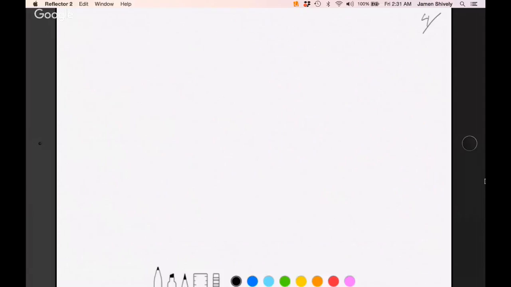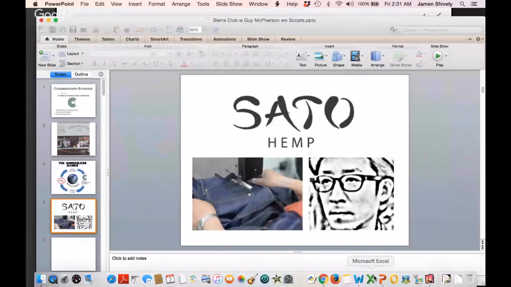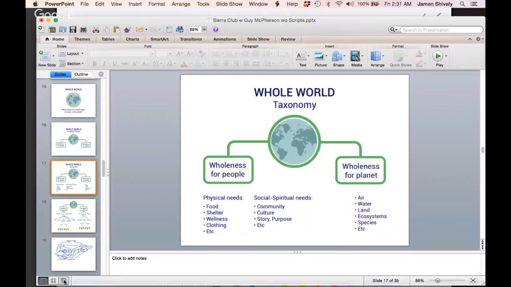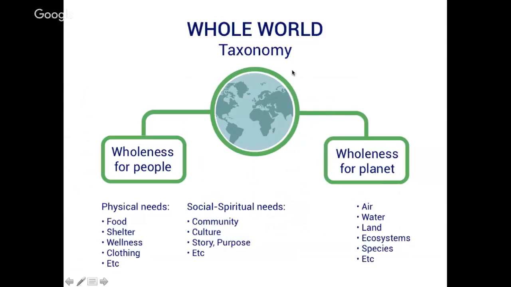well, actually, before we even get to the next example, let me first talk about how in the case of a whole world, let me just show here what we were looking at a minute ago, which is this taxonomy right here, okay? Taxonomy of a whole world, the needs of a whole world. We have needs for people and needs for the planet.